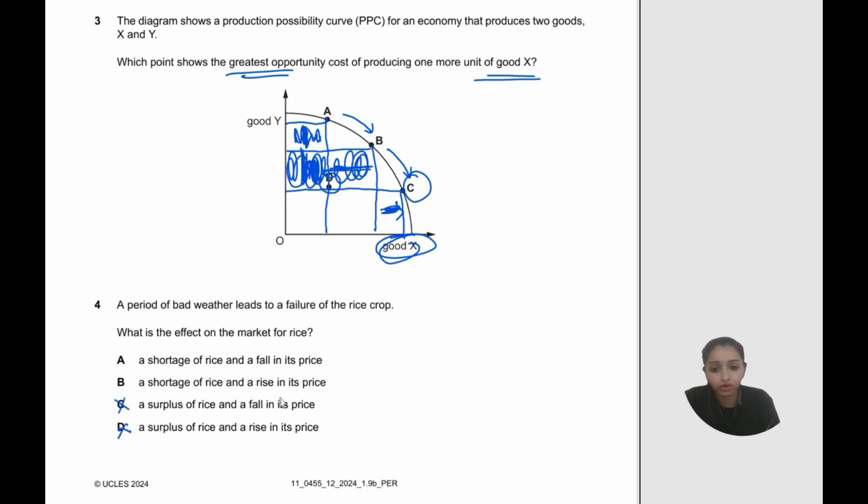Then where do we move on to? There is going to be a shortage of rice. Obviously, when there is a shortage of rice, rice being a necessity commodity, the prices for it are going to rise. So here, look at point B. Here A, the shortage of rice and fall in prices, no. Shortage of rice and rise in prices. So B becomes the answer straight away.